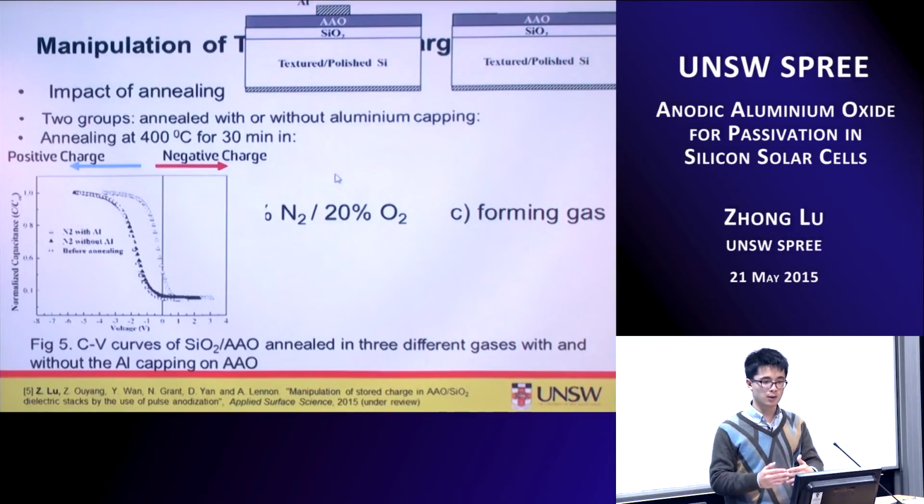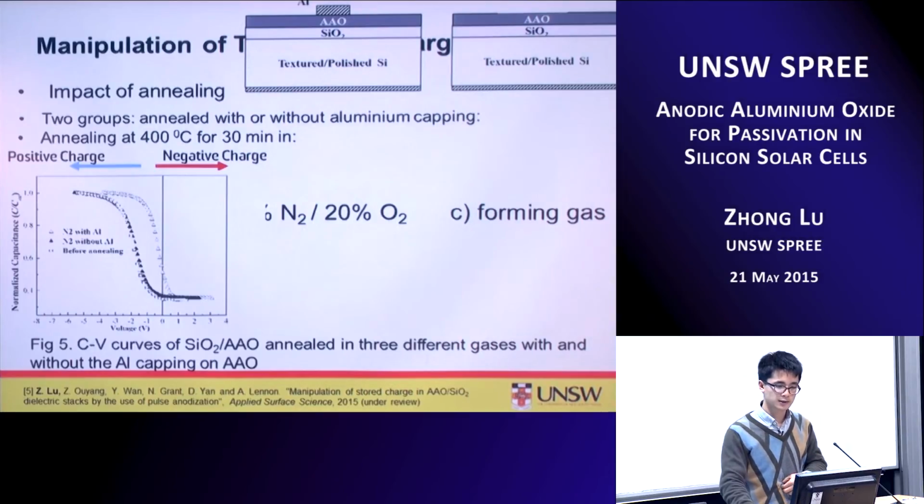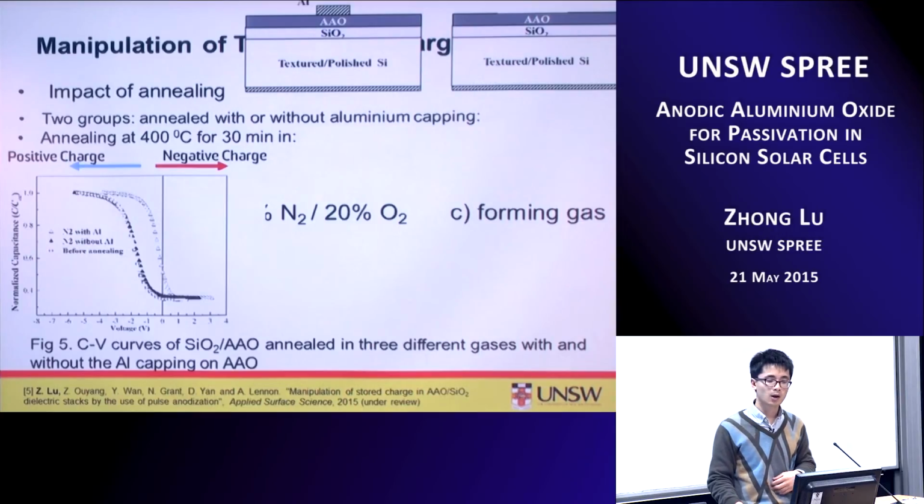The reason is that with this capping, you have hydrogen passivation, which is the result of the reaction between the water molecules left in the AO and the metal, the aluminium, which then releases atomic hydrogen. This hydrogen can passivate the interface defects between the silicon dioxide and the silicon. So you reduce the interface defects, and you also reduce the measured stored charge. You can see this shift here.